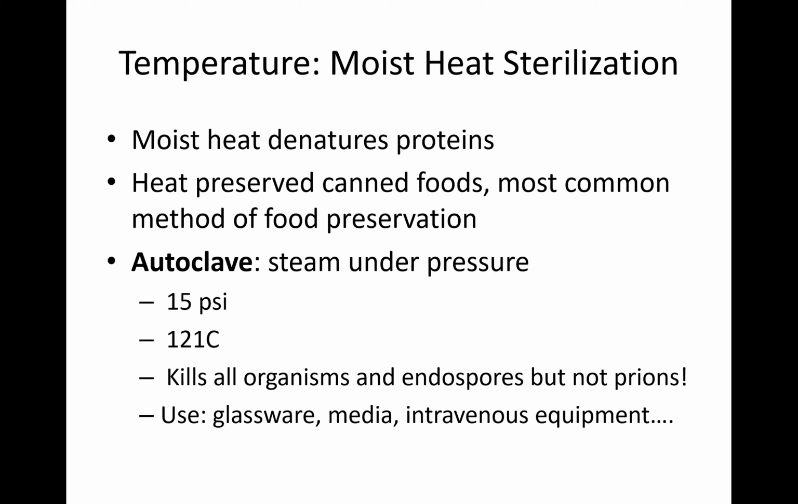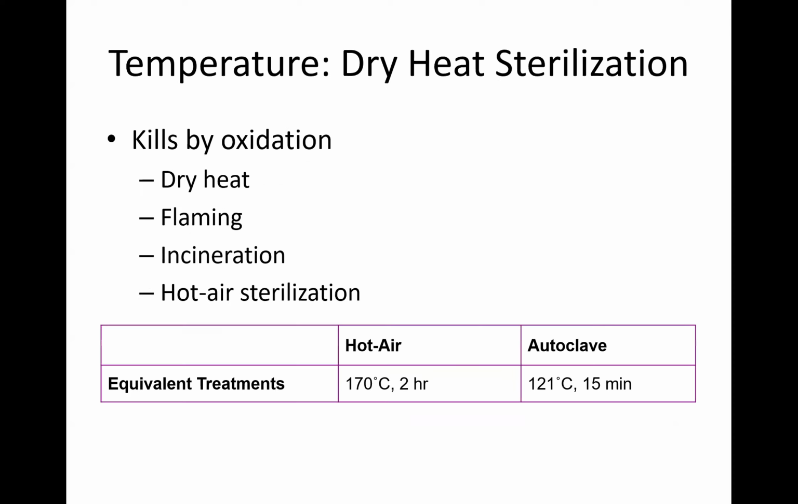But usually when we think about heat, especially this moist heat, it is going to denature proteins. So remember, proteins have a very specific structure and a very specific function. If you apply extreme amounts of heat, it will misfold the protein or it'll completely unfold the protein. And that's what happens during this denaturation process. But heat can also preserve canned foods, and this is usually the most common method for food preservation.